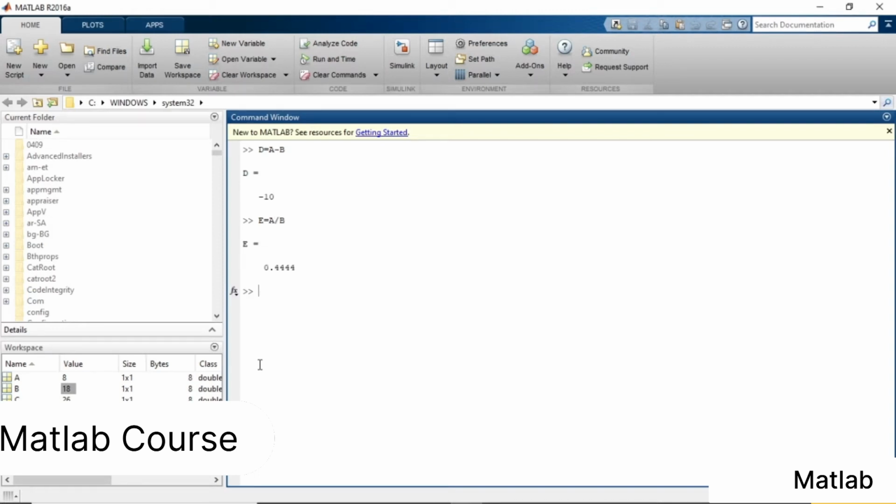Now let's go for multiplication. f is equal to a into b, and it shows 144. So all these simple fundamental mathematical operations, this is how we can do in MATLAB.